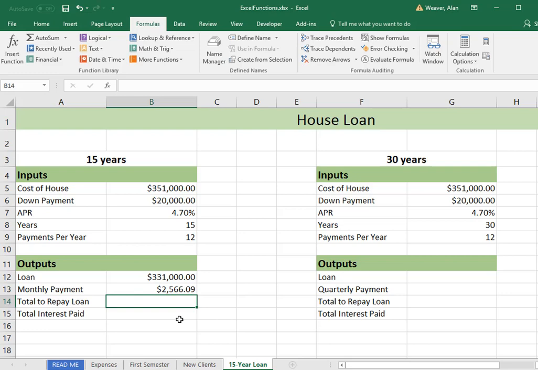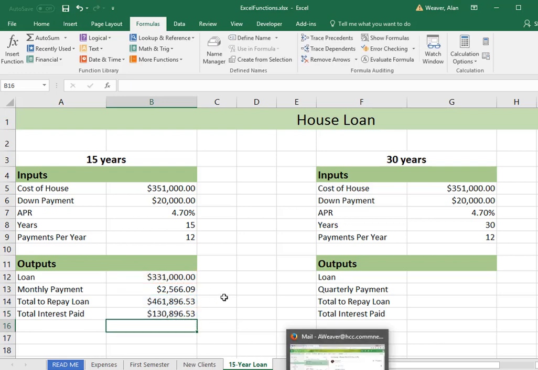So it's just a little bit of arithmetic. You take that monthly payment, multiply it by 15 years, multiply it by 12. That's all it is. So you're going to be paying $130,000 in interest over 15 years. Let's say you want to know what the exact interest is you're paying. So total to repay, $130,000, as I said.